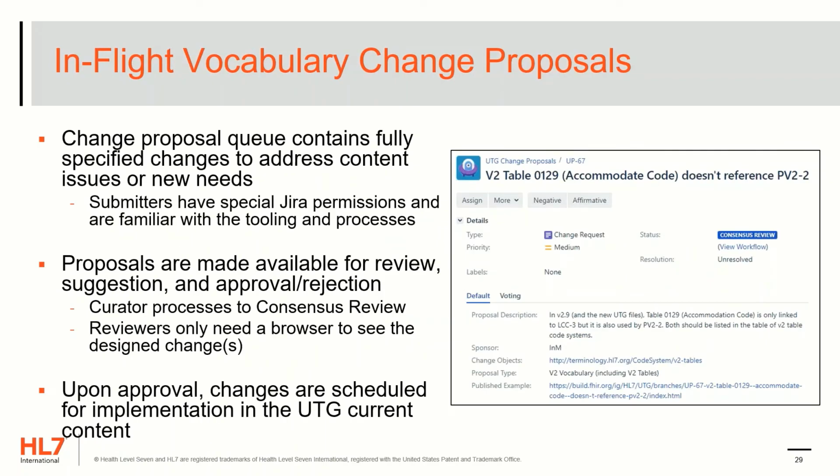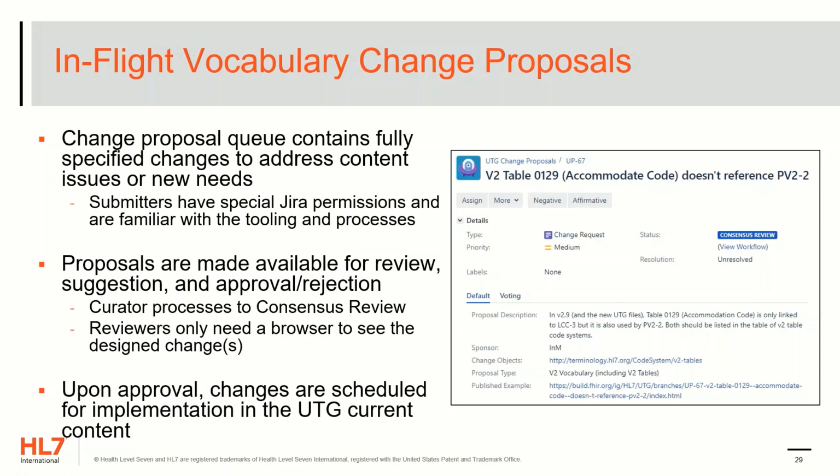The list of vocabulary change proposals, or those in the consensus review workflow state, includes tickets that have proposed changes to address content issues or needs. Before entering consensus review, these tickets will undergo technical review and oversight by the terminology curator, who is notified when proposals are submitted.